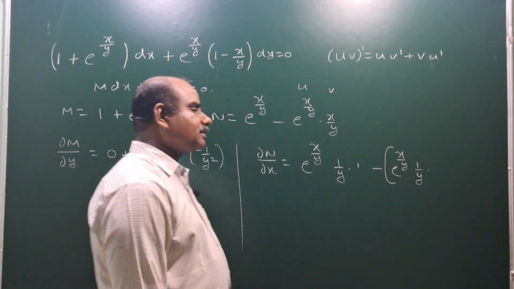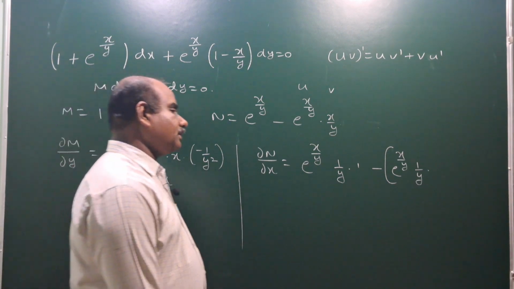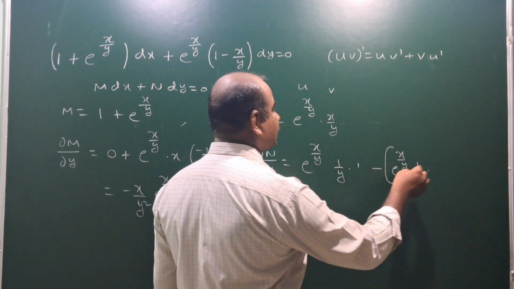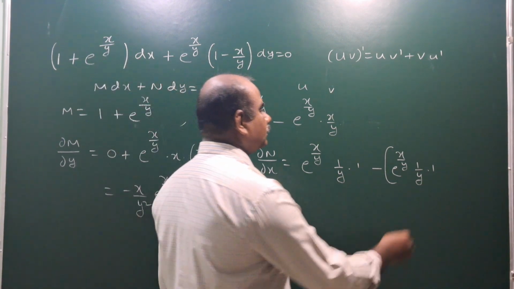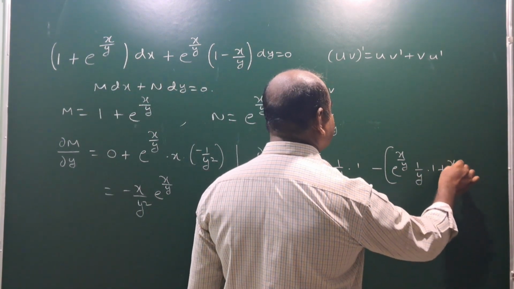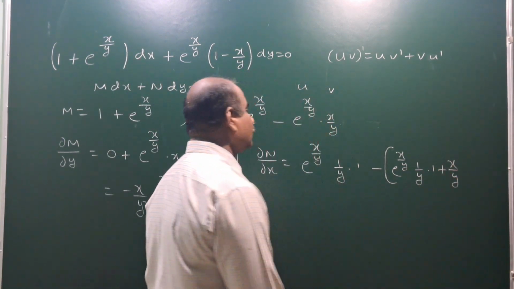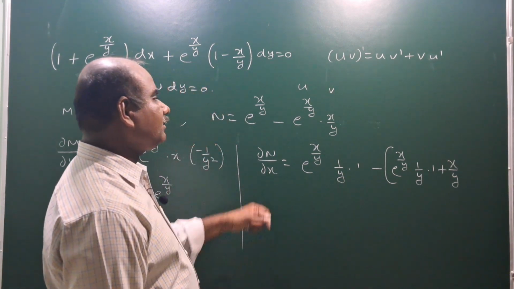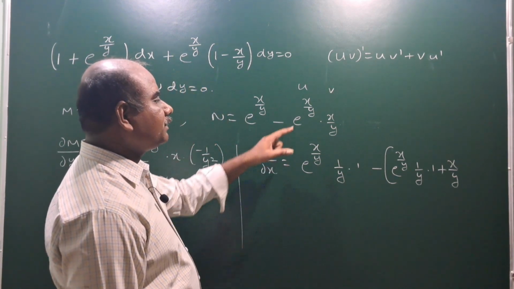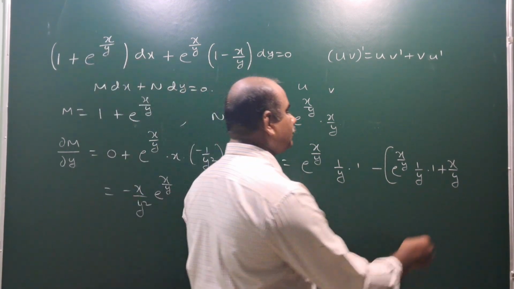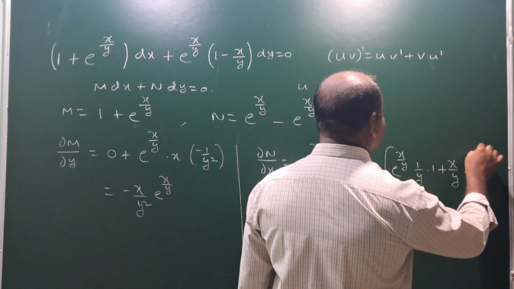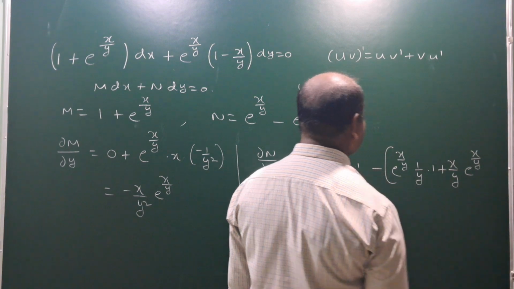1 by y is constant, take aside. So we have to differentiate x only. Derivative of x means 1. Plus v into, that means x by y into e power xy derivative. So derivative of e power xy. Since the power contains x, so treat this as e power x. So derivative of e power x means e power x only, that means e power x by y.